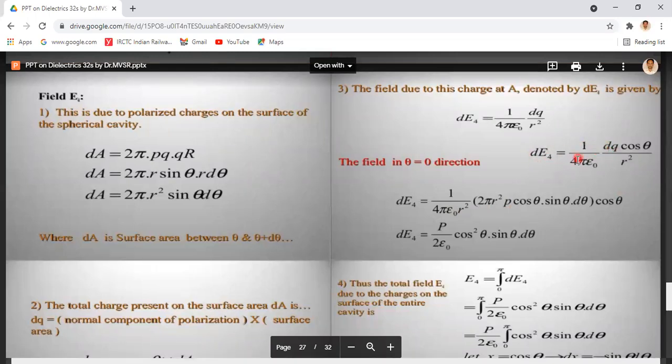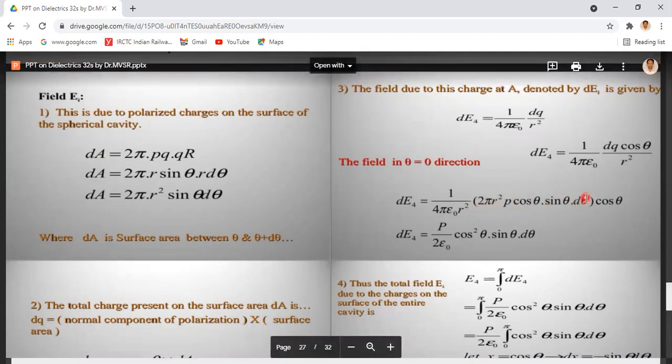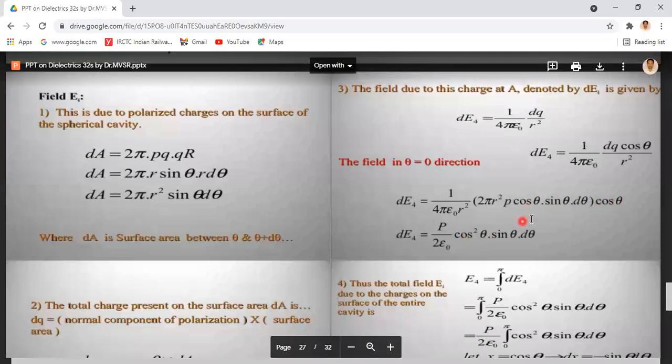So dE4 is equal to 1/4 pi epsilon naught dq cos theta by r square. So 1/4 pi epsilon naught r square into, so cos theta అలా ఉంచేస్తాము. So the value of dq is nothing but, in bracket, 2 pi r square p cos theta sin theta d theta, and cos theta is the same. Now here p by 2 pi cancel. So r square cancel, p by 2 epsilon naught into cos square theta into cos theta, cos square theta sin theta d theta. This is the value of dE4.